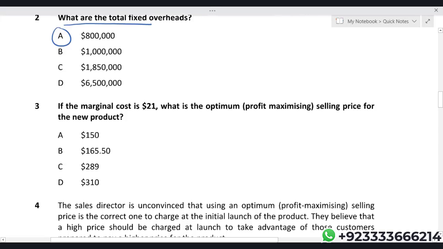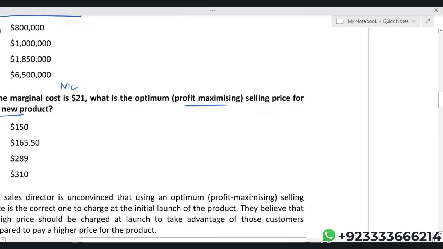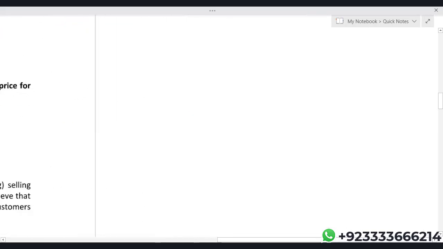If the marginal cost is 21, which we have calculated, MC, what is the optimum profit maximizing selling price for the new product? Wow. Now you need to know all the steps of the demand function. Actually, first you have to make the demand function. P is equal to A minus BQ. Step 1.